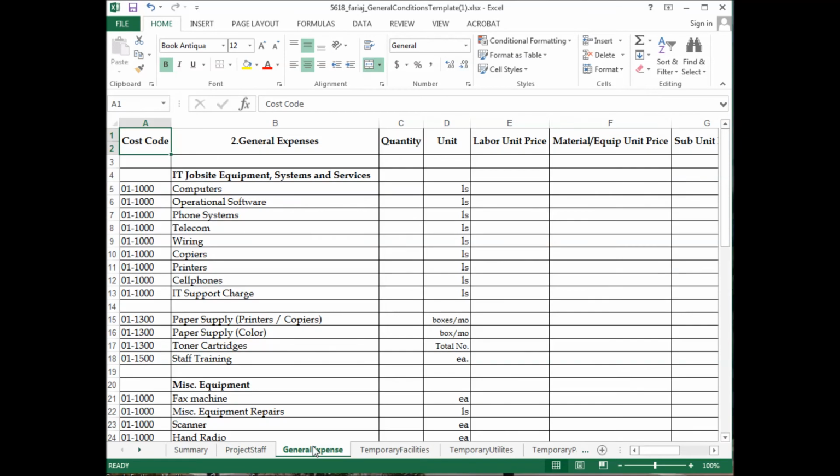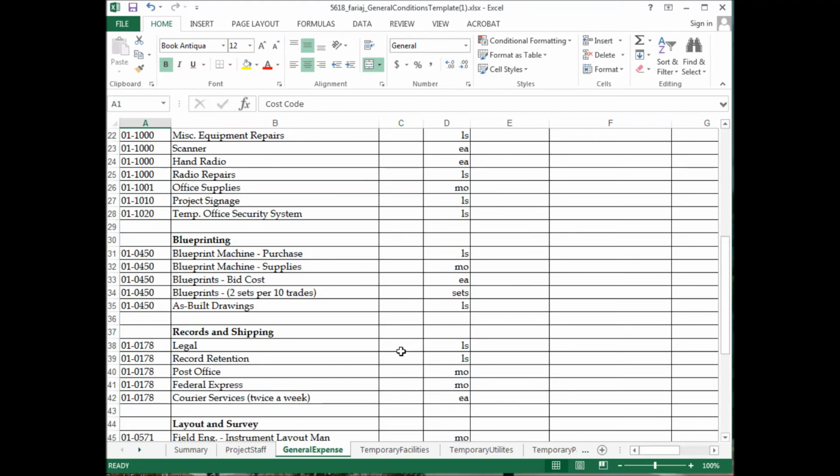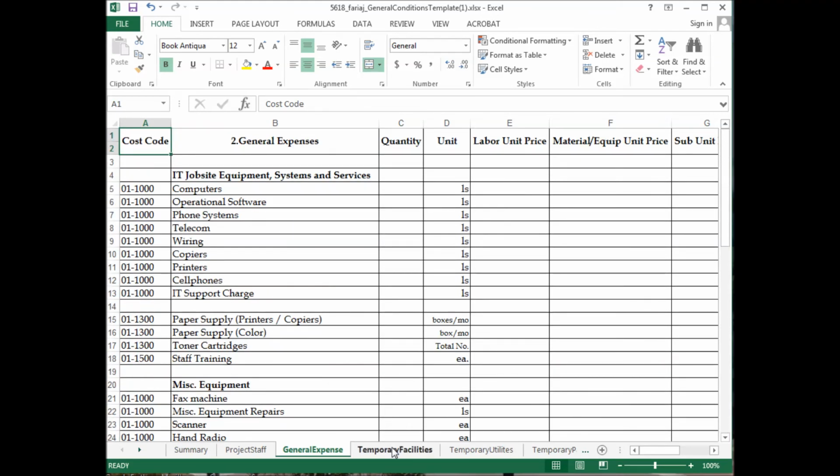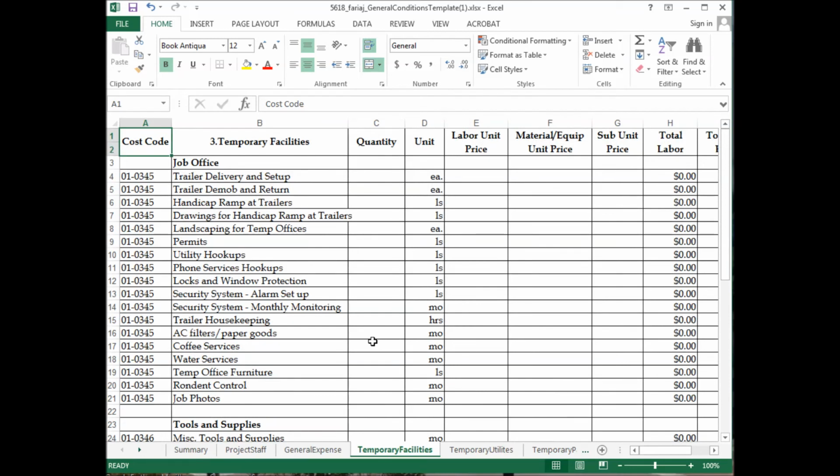And then we will use general expenses. How much do you think it's going to cost to have computers on site, phone systems, paper, supplies, and so on? These are costs that you're going to estimate based on your experience, based on whatever you think it will be reasonable. There is no right or wrong answer.